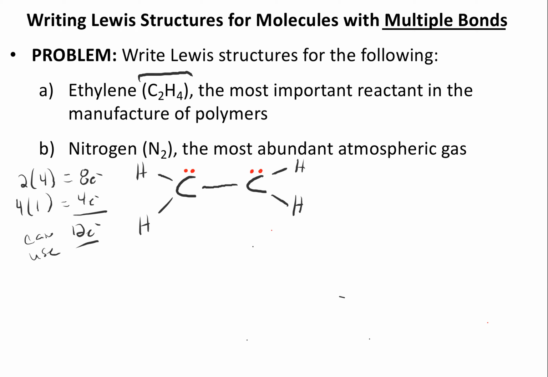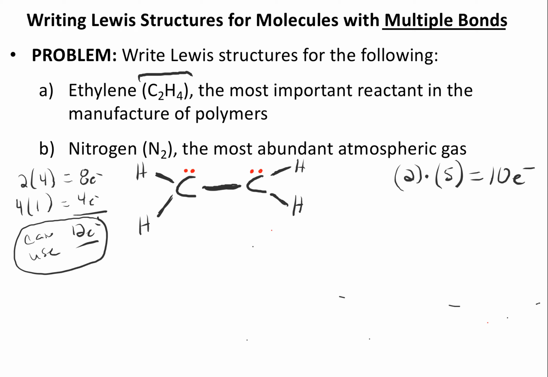But now I've got to do my quality control. Check. How many electrons have I used? I'm able to use 12, but let's see how many I did use. So how many bonds? 1, 2, 3, 4, 5. Now each bond is 2 electrons, so my bonds have used 10. And now I've got to count my lone pairs of electrons. It looks like I've got 4 of those. My structure has used 14.